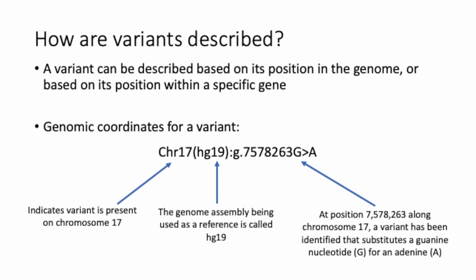CHR17 indicates that this variant is present on chromosome number 17. The HG19 notation in parentheses refers to the genome assembly being used as a reference when describing this particular variant. The lowercase g indicates the coordinates provided refer to a position in the genome rather than a position within a specific gene. In this example, at nucleotide position 7,578,263 on chromosome 17 in genome assembly HG19, the reference nucleotide is a G, and a variant is present, where the G, or guanine, nucleotide has been substituted for an A, or adenine, nucleotide.